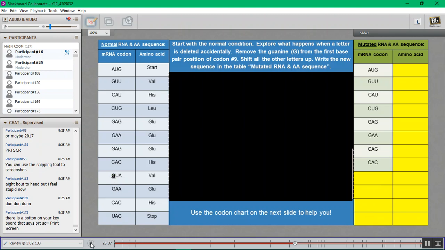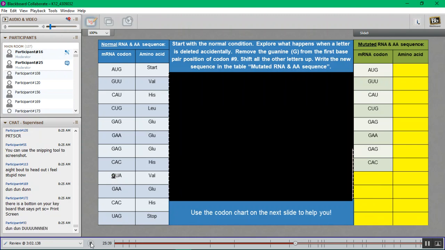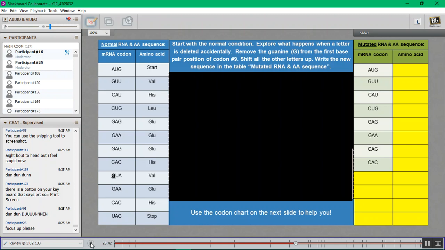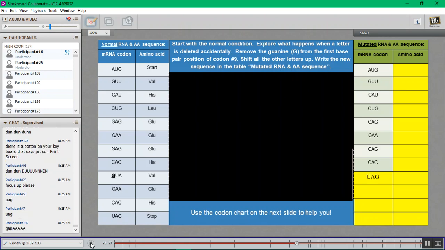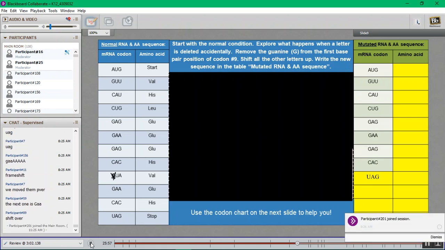So can you guys help me out? What should my next 3 codons be after that if we're removing that G? Tell me the first codon pair. UAG. How do we get UAG? Where did that extra G at the end come from? Yeah, we just shifted it over.